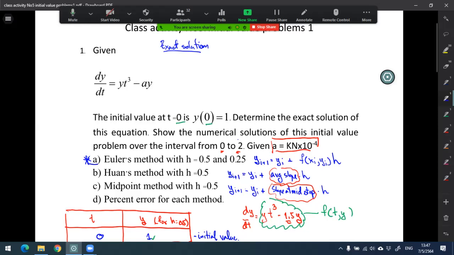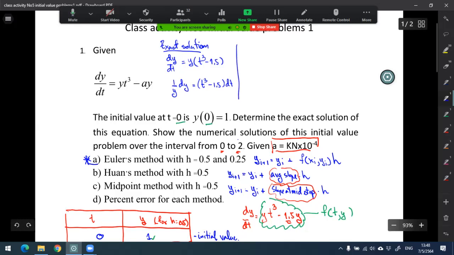So for the exact solution in this case, we can rearrange the equation to be dy by dt equal to y multiplied with t cubed minus a. For this case, a is 1.5. According to this, we can separate the variables: 1 over y dy equal to t cubed minus 1.5 dt. We can integrate both sides, and we get log y equal to t to the power 4 over 4 minus 1.5 t, plus c.